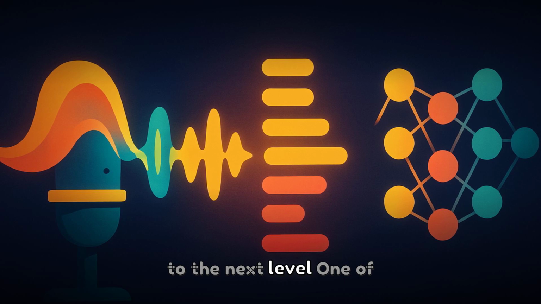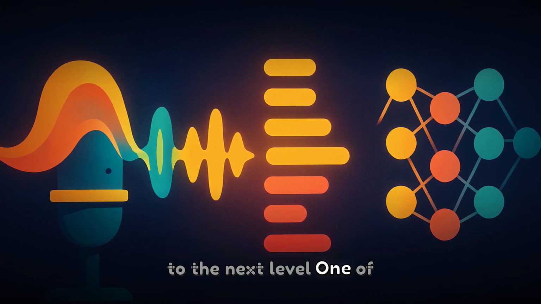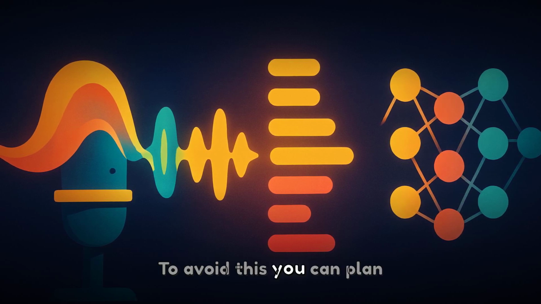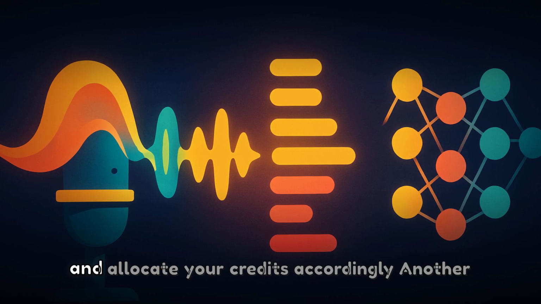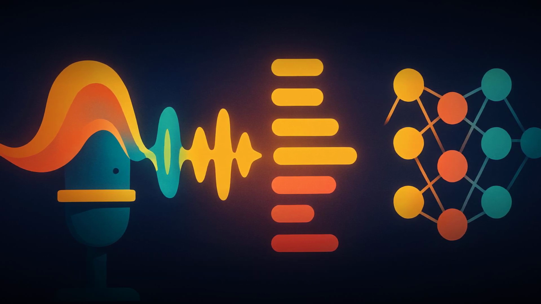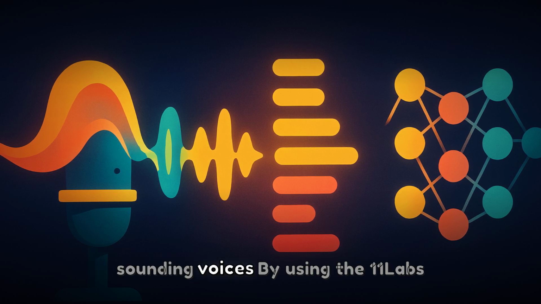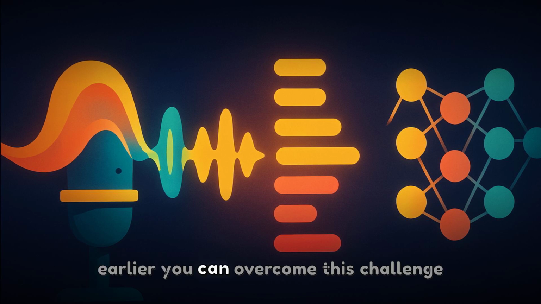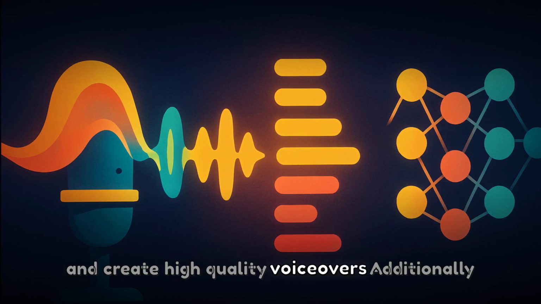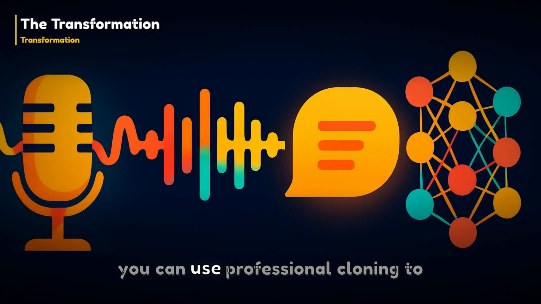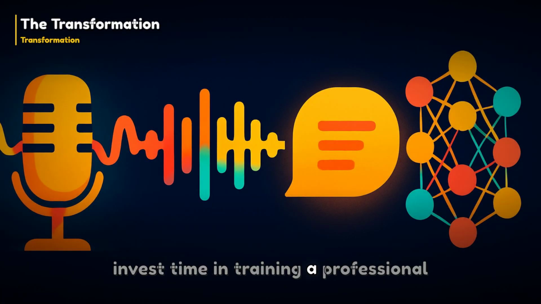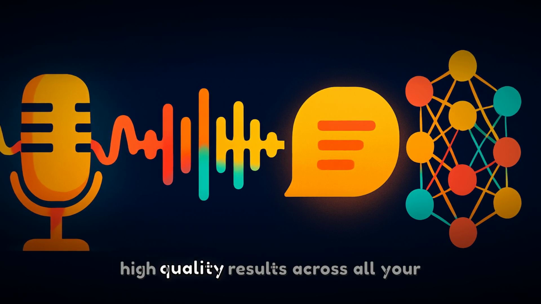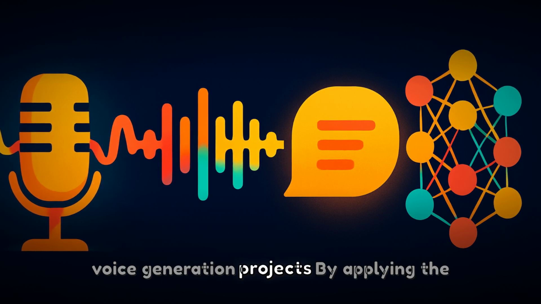Section 4. Overcoming common challenges. One of the most common challenges when using ElevenLabs is running out of credits. To avoid this, you can plan your voice generation projects in advance and allocate your credits accordingly. Another challenge is achieving realistic and natural-sounding voices. By using the ElevenLabs API and following the tips outlined earlier, you can overcome this challenge and create high-quality voiceovers. Additionally, you can use professional cloning to invest time in training a professional voice clone for your brand. This will help you achieve consistent and high-quality results across all your voice generation projects.